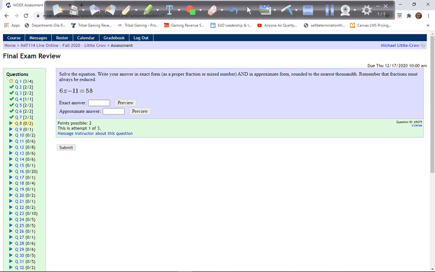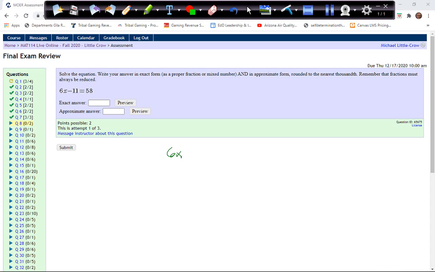Okay, solve the equation, write your answer in exact form and approximate form. Okay, so we do have an equation. We can solve this. And when we have equations, we solve them by doing the same thing to both sides. So 6x minus 11 equals 58. So I'm trying to get x by itself. I'm trying to find out what x is. So what I'm going to do, since I'm subtracting 11, I'm going to add 11 to both sides.